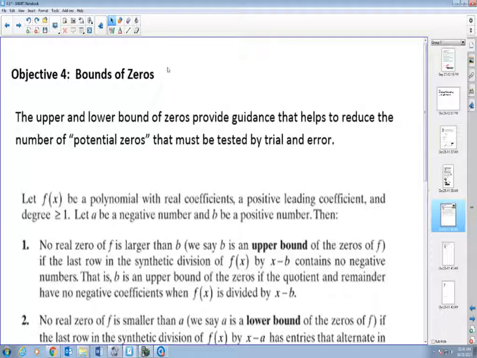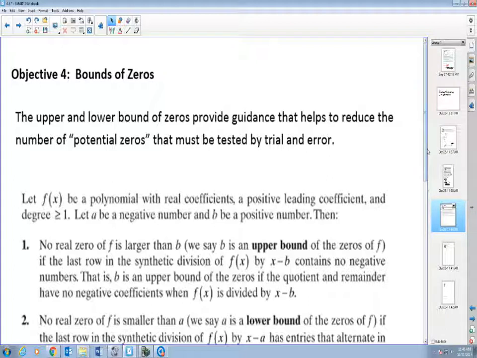The whole idea of a bound of zero is that the upper and lower bound of zero provides a guidance that helps to reduce the number of the potential zeros that we mentioned in the previous video. You know, the P over Q thing? It reduces the number of potential zeros that must be tested by trial and error.